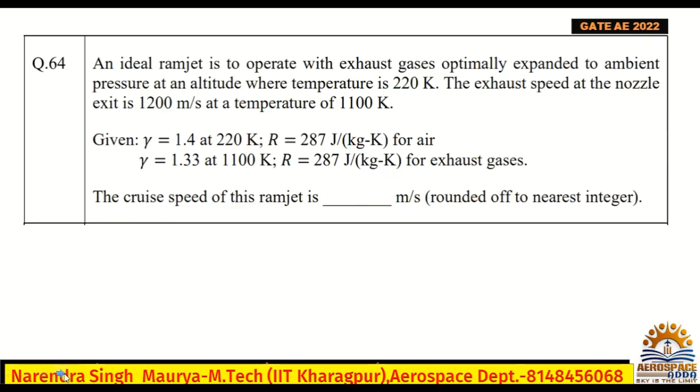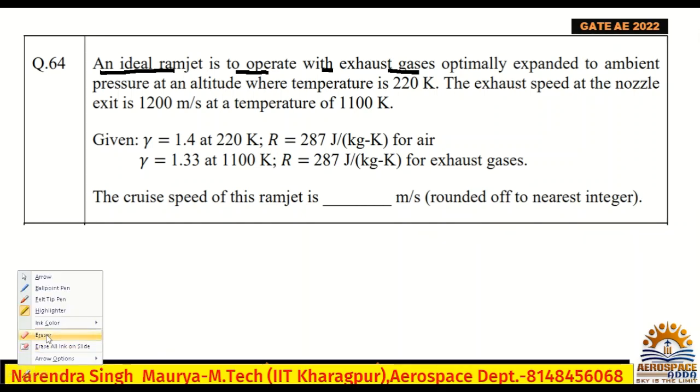All right. Now check. This is the next problem. Okay. And in this problem, check, this is the ideal ramjet. Problem number 64. An ideal ramjet is to operate with exhaust gases optimally expanded. So a few technical terms they have given, so you should understand their meaning. Like optimally expanded. Optimally expanded or fully expanded meaning is the same, and it is clearly mentioned optimally expanded to ambient pressure. So what is the meaning of this?